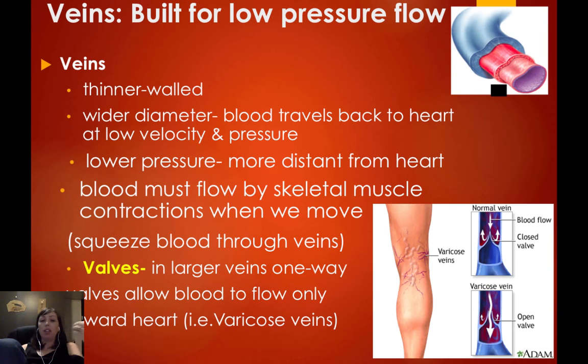And so that's why the blood in the veins, especially that low, will flow up through muscle contractions, right? So when we move, the veins will be squeezed by muscles, and that will push the blood up towards the heart. And there are these valves in the veins that are one-way valves that won't allow the blood to go backwards when our muscles relax.